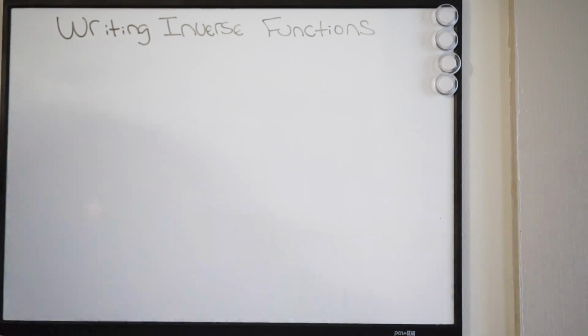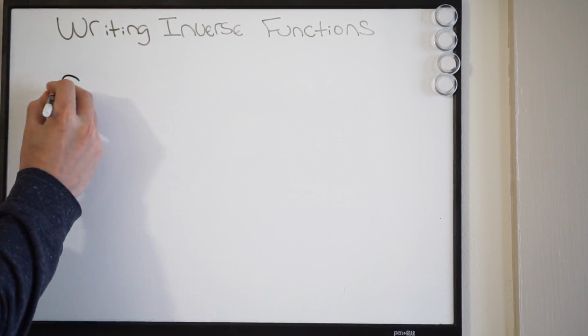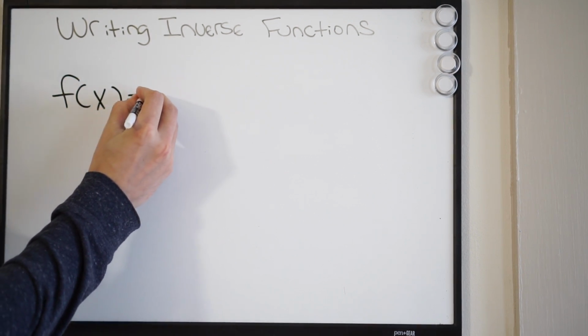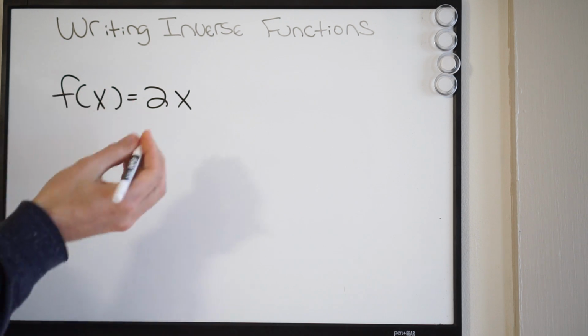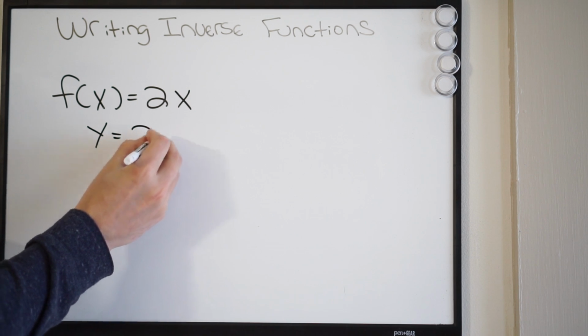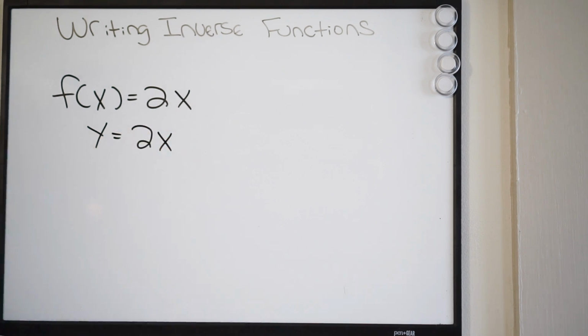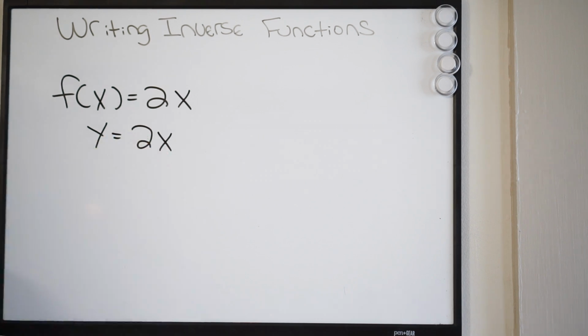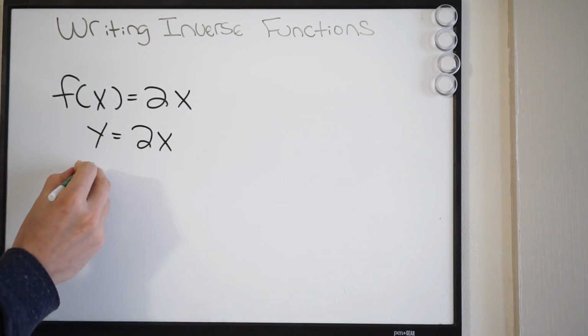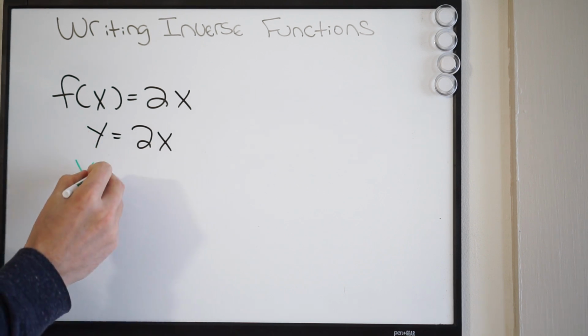So for example, if we have a function such as f of x equals 2x, and we're told we want to find the inverse of this function. Well, very simply, we're just going to replace the x and y values here. We know that f of x is also known as y, so if we rewrite this, it would be y equals 2x. If I want to find the inverse now, I'm going to replace the y with x, and replace the x with y. So again, we replace the y with x, and the x with y.